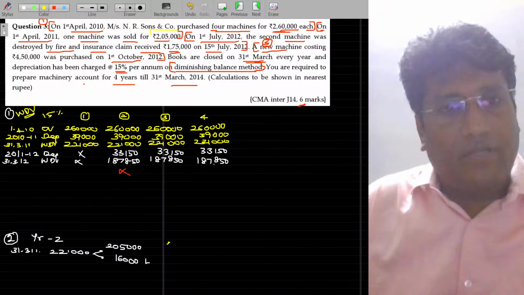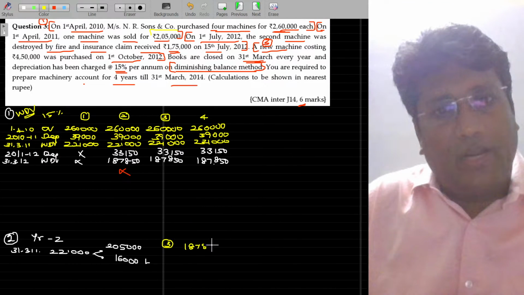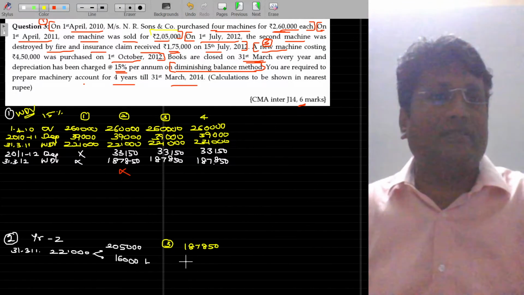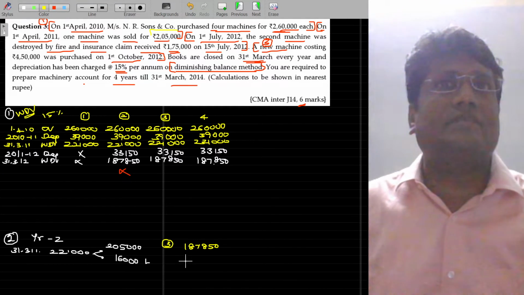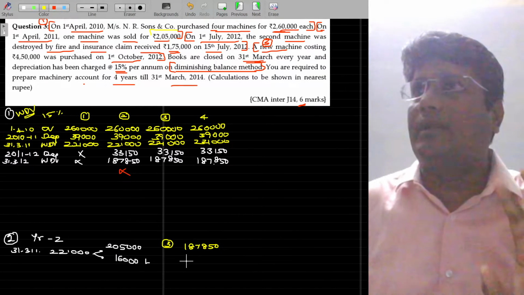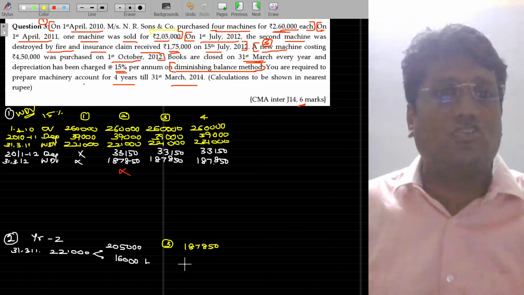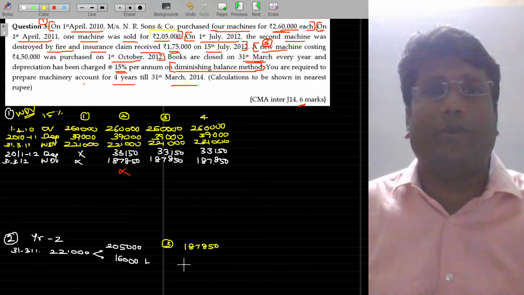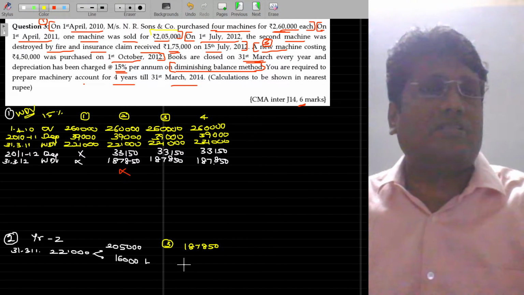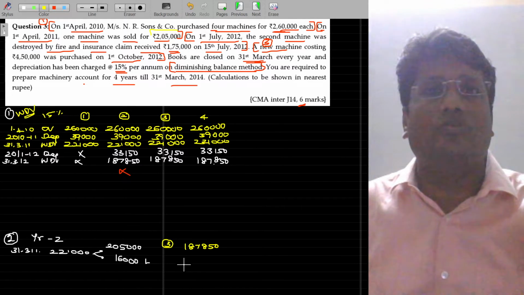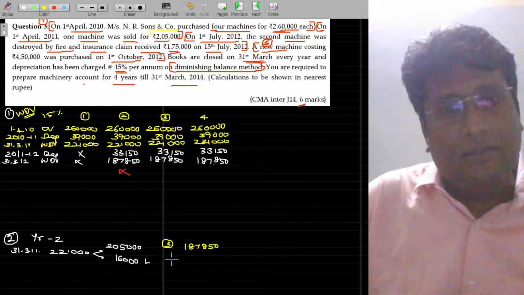Number 2, number 3. The value is 1,87,850. What is this? This is the WDV as on 31/3/2012. Whenever we sell any asset, you have to provide depreciation up to the date of sale. For this asset, depreciation was provided only up to 31st March. The fire accident happened on 1st July, so this asset is eligible for 3 months depreciation: April, May, June.